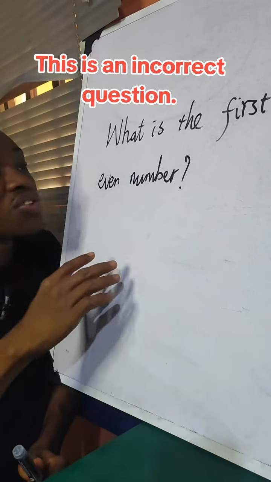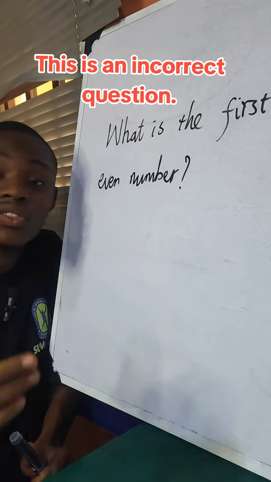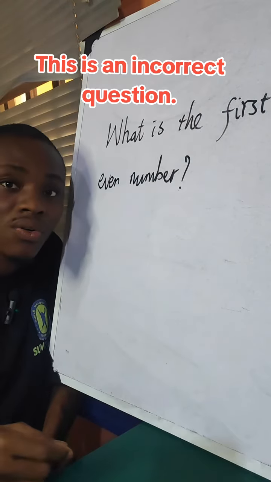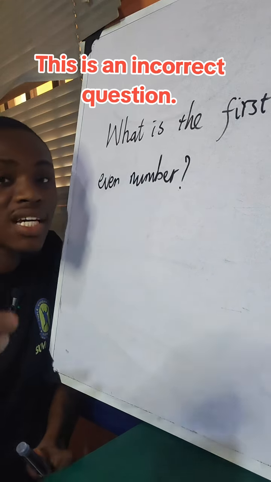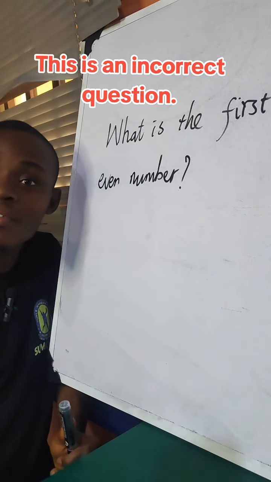The moment you read this question, the answer that comes to your mind is 2. And then the moment you read this question to a student, you expect the student to answer 2. Now, what happens to 0? Is 0 not an even number? Okay. What of negative 2? What happened to negative 2? It's also an even number.